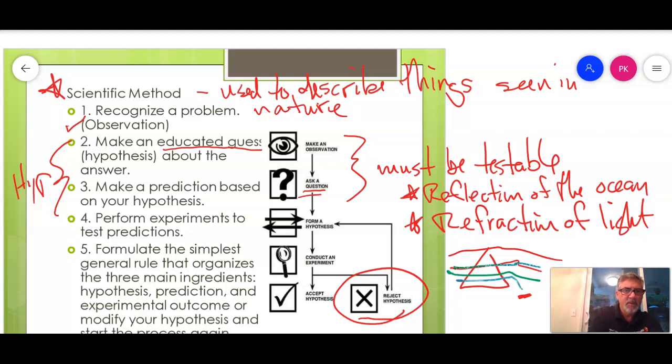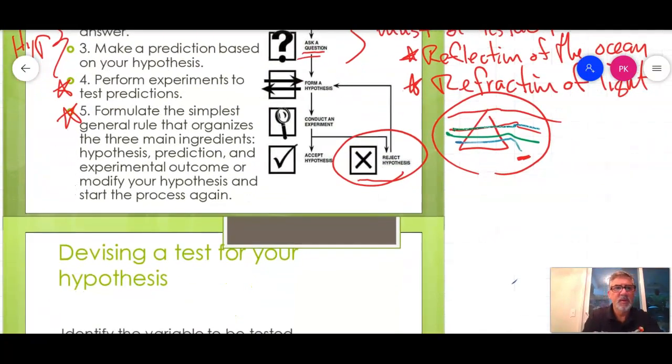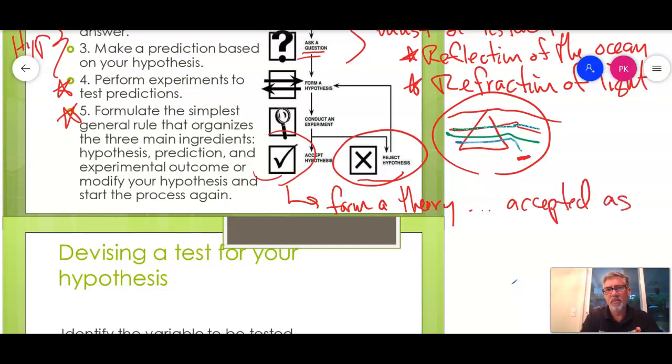So I can perform experiments, and that's what I did here. I used a prism. I performed experiments. And then the important thing we're going to talk about here is I formed the simplest general rule. So when I accept my hypothesis here, I form a theory. And the theory is accepted as scientific fact.